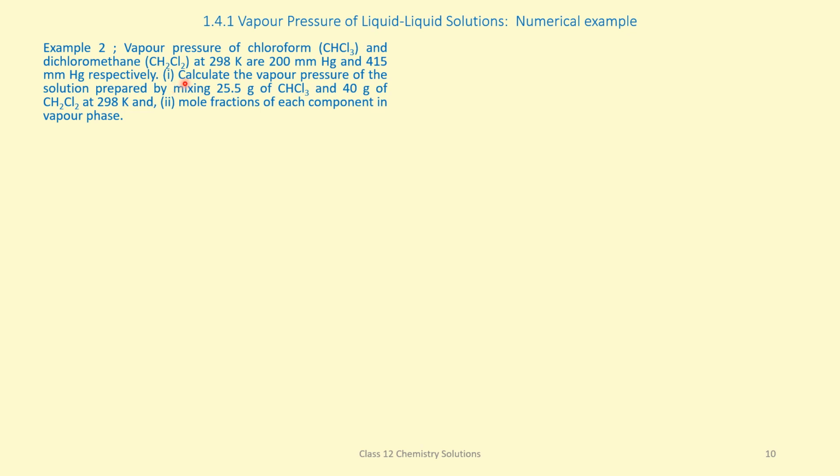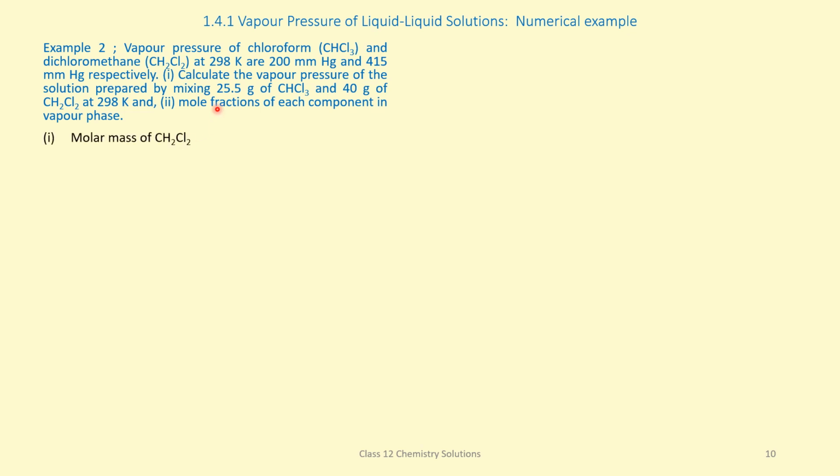First question is calculate the vapor pressure, that is P total, of solution prepared by mixing 25.5 grams of CHCl3 and 40 grams of CH2Cl2 at the temperature 298 Kelvin. The second part of the question is calculate the mole fractions of each component in vapor phase. Please read the question once again, and I will proceed with the solution and note down the important points.